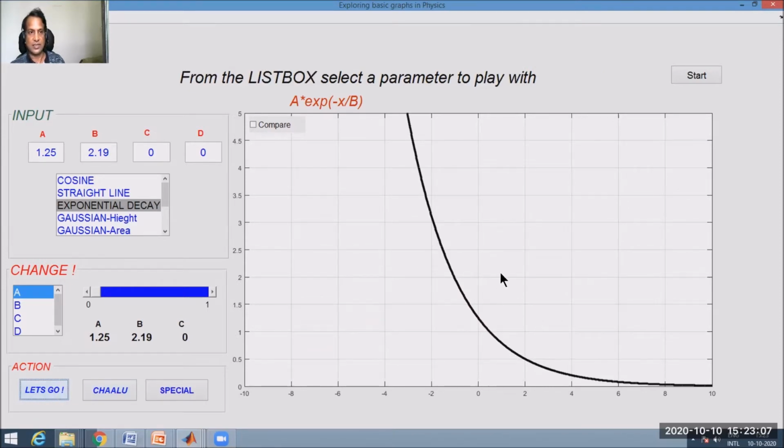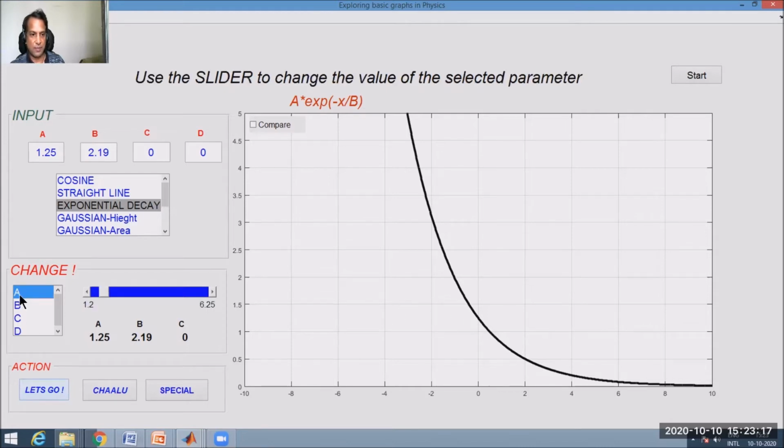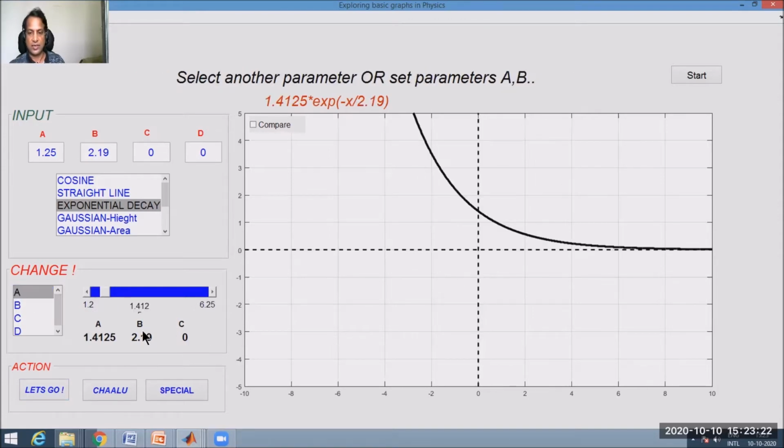So the function looks like this. At the initial stage itself, we can see as x is increasing, y is decreasing. We'll see in more detail. Let us choose the parameter a. Yes, this is easier to understand. So this function is plotted as 1.41 exponential minus x by 2.19. We're trying to see what this parameter affects. So let us increase a. Now a is about 3.